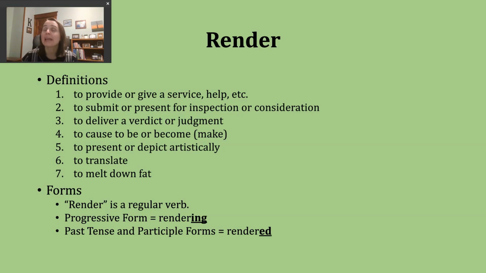A fifth way you may encounter the verb render can mean to present something or depict something artistically. So this could be something done in a painting, done in a sculpture. It could be the theatrical arts as well. A sixth way you can use the verb render means to translate. So you're going from one language into another.